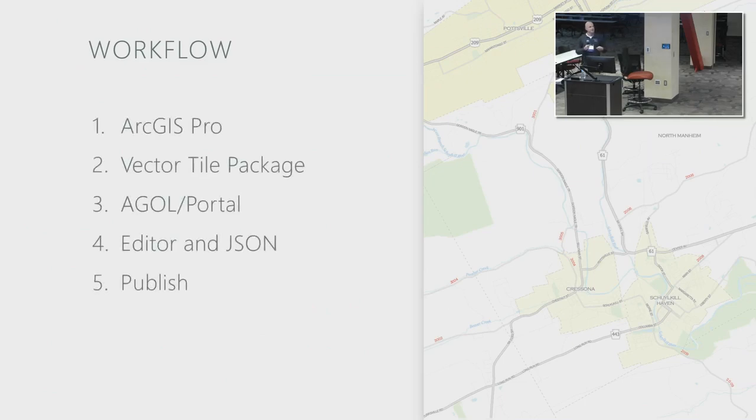Again, I'm not going to get too much into the technical stuff, and I'm not going to do any kind of real demos, but I just want to give you an idea of what our workflow is when we put together this vector base map. We go from ArcPro, that's where we gather the data and organize the data, and we convert that into a vector tile package that goes to AGOL or Portal. Then we can use the editor or JSON. And from there it's published, and now we have a base map out there.